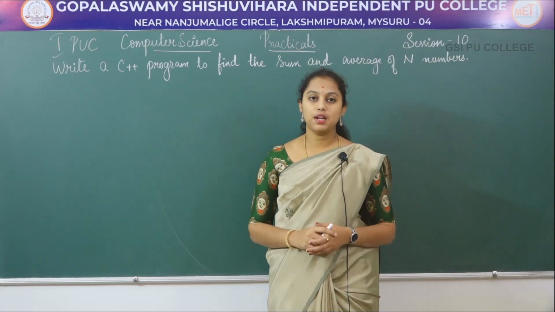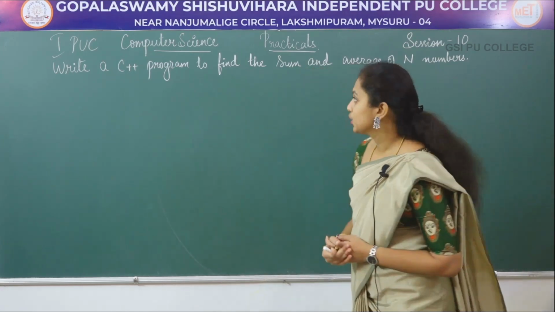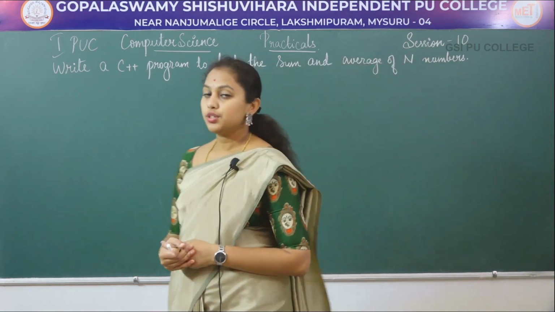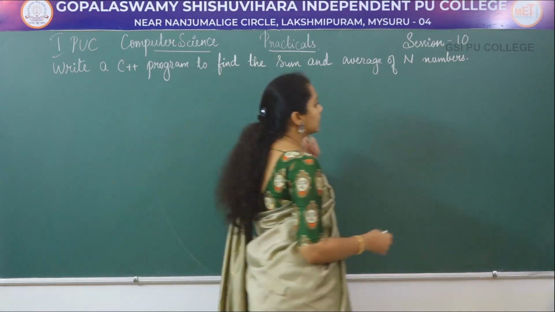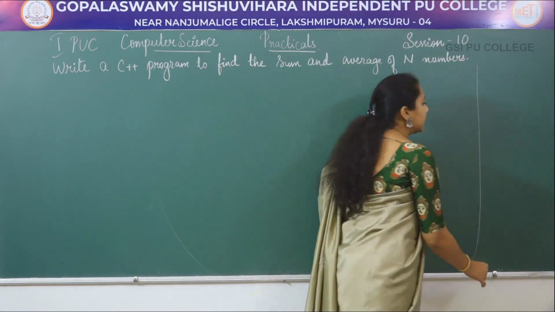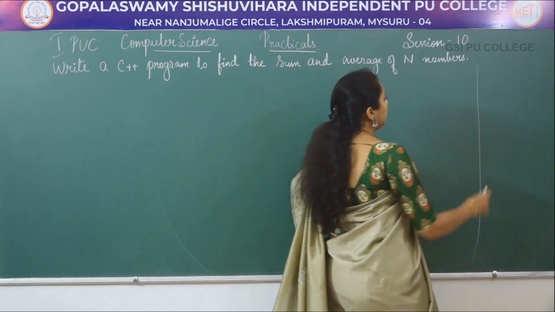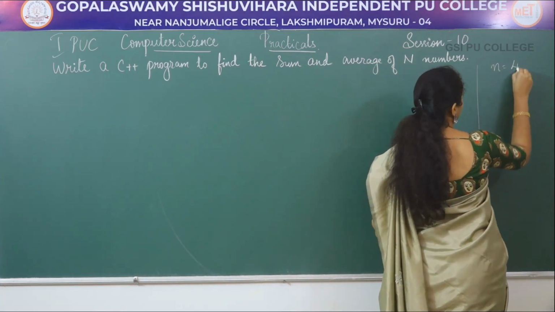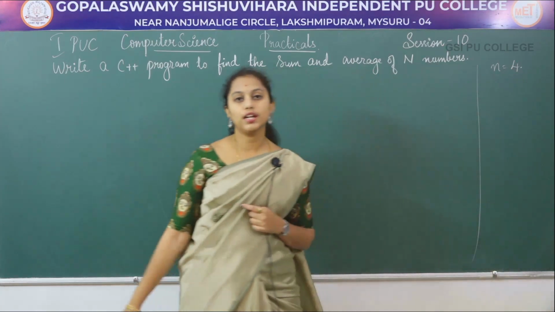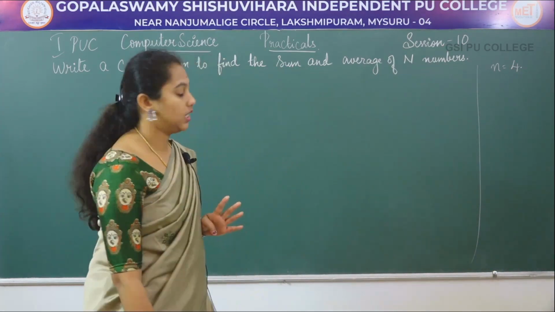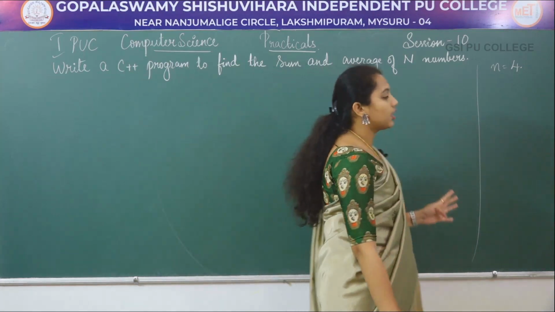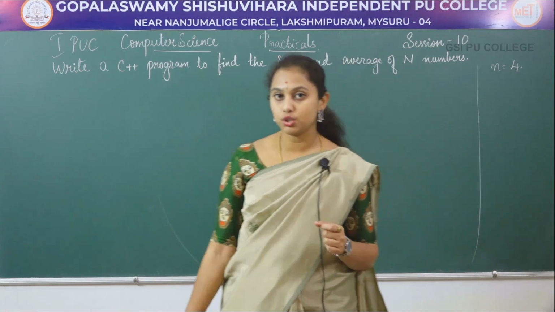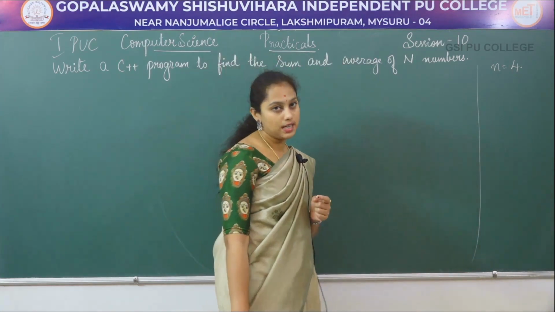Today I am going to explain a C++ program to find the sum and average of n numbers. So now let's see how to find the sum and average of n numbers. See, if I have the number 4, so I am going to enter 4 numbers here. For those 4 numbers, I have to find the sum as well as the average.